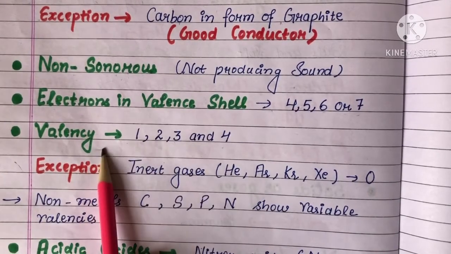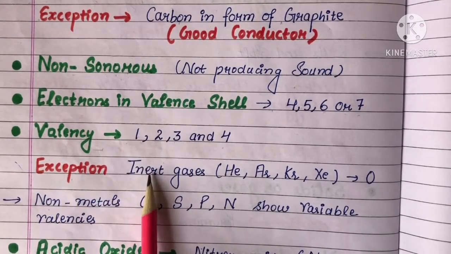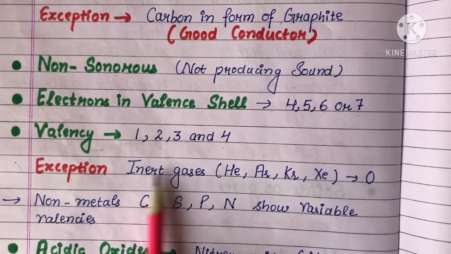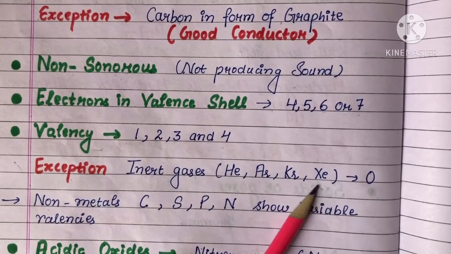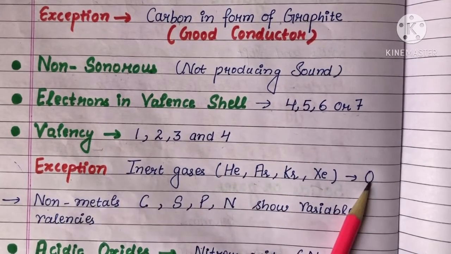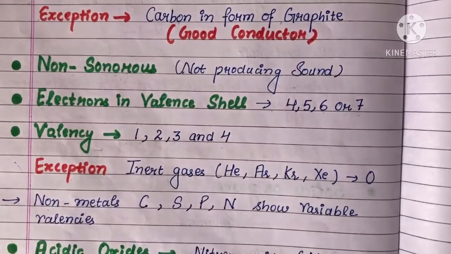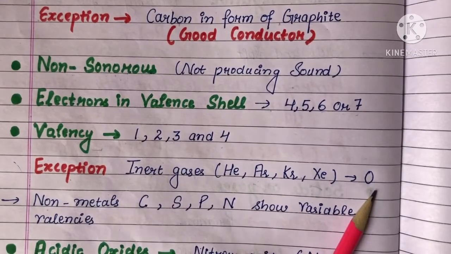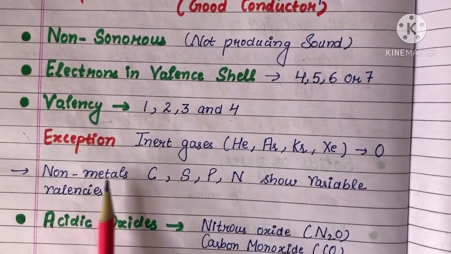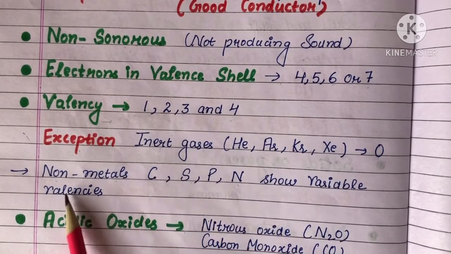These are the valencies shown by the non-metals, but there is an exception, that is in case of inert gases. You know what the inert gases are? Helium, argon, krypton, xenon. These show valency 0, because their outermost shell is fully filled, so they can never combine with other elements, so their valency is 0. There is another point, that non-metals like carbon, sulfur, phosphorus and nitrogen show variable valencies.